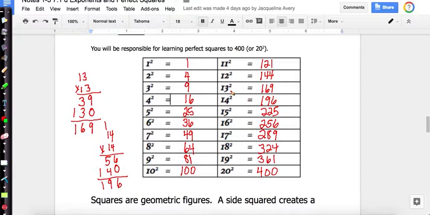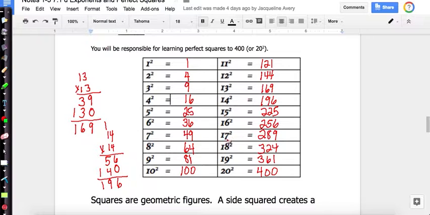13 squared, 3 times 3 is 9, so we know 13 squared ends in a 9, 169. 4 times 4 is 16, so we know 14 squared ends in a 6, so 196. And then we can narrow it down. We know that 4 times 4 is 16. We also know 6 times 6 is 36, so they both end in a 6. So instead of doing all 11 through 20, we would just pick 14 times 14 and 16 times 16, rather than trying all of them.